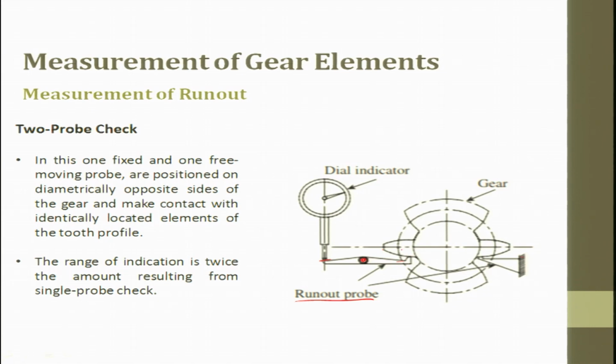When the gear comes in contact, it slides over this, and the deflections are read. In this, one fixed and one free moving probe are positioned on diametrically opposite sides of the gear and make contact with identically located elements of the tooth profile. The range of indication is twice that resulting from a single probe check, because there are two probes. This is the two probe method; the first one we saw was a single probe. Both are used to find out the runout. If there is runout, you will not be able to transmit power efficiently.